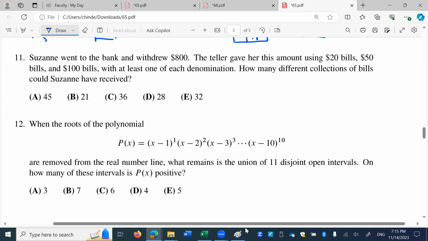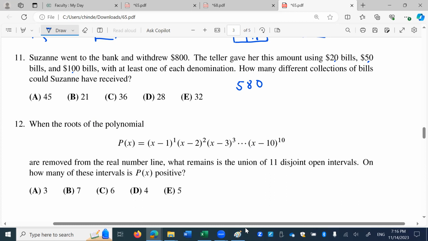And so I think that if we have at least one of each, we can just subtract that amount. I have to have at least 100. I have to have at least two 50s and at least 20. So 800 minus 200 is 600 minus 20. So I have $580.